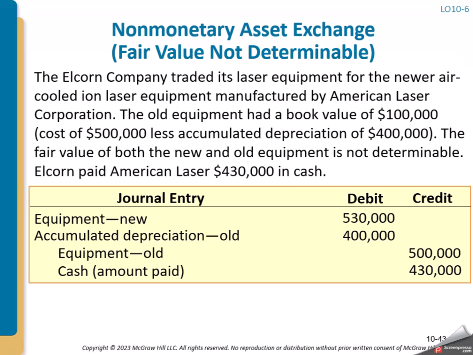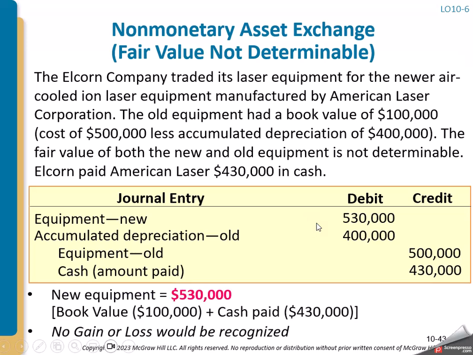If we don't have a fair value that's readily determinable, we're going to take the old assets off of our books and then credit the cash that we paid, and then the equipment would be valued at the old asset we gave up's net book value plus the cash.